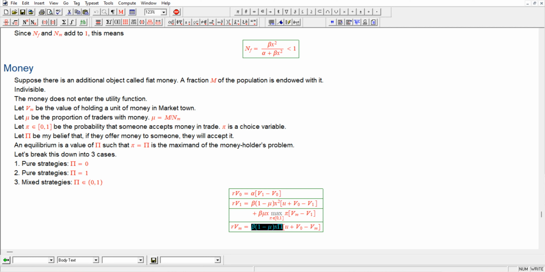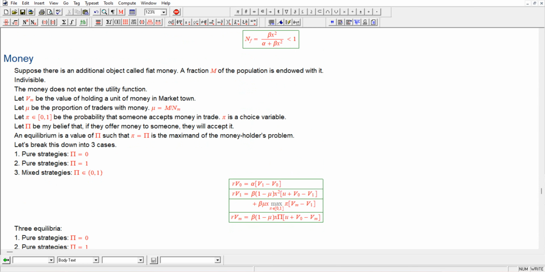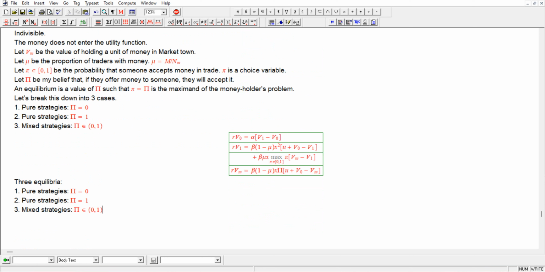And third, notice that if big pi is larger than x, then this times u is larger than this times u, which implies it's better to have money. Vm is strictly larger than V1. So the best response to any belief big pi larger than x is to set little pi equal to 1. That gives us our third equilibrium. Pi is 1. So, to sum up, we have 3 equilibria. The 3 cases that we talked about. Big pi equals 0, big pi equals 1, and big pi strictly equal to x.